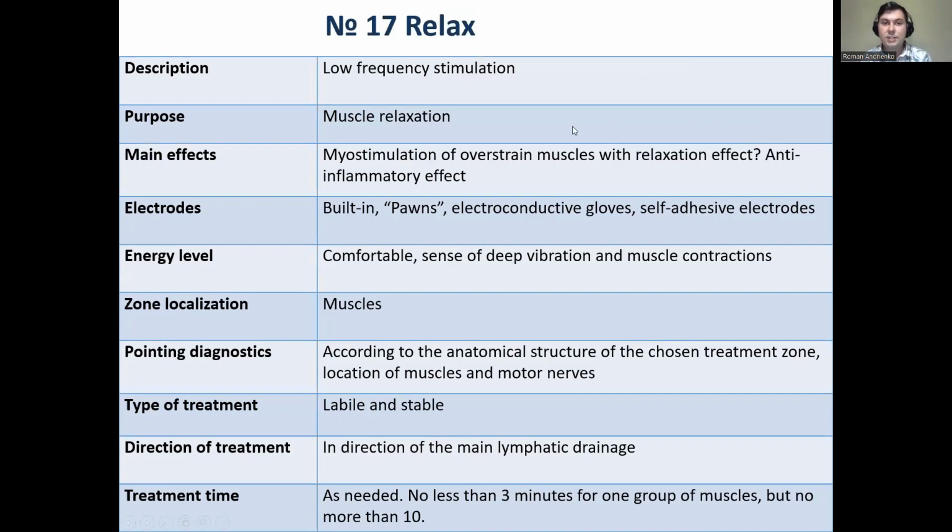Okay. The next preset is relax, number 17. The purpose is super easy, muscle relaxation. Again, any kind of electrodes. This preset is intended for myostimulation of overstrained muscles, for providing relaxation effect, for anti-inflammatory effect. The principles of operation are close to the previous presets, so we're not going to go through them again.